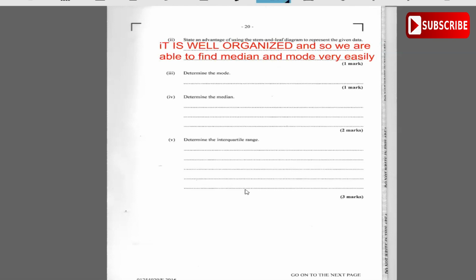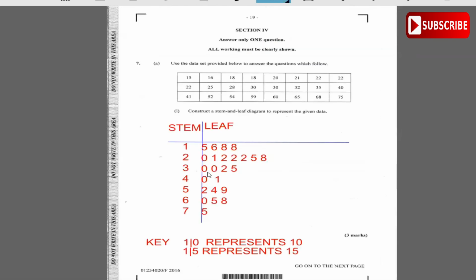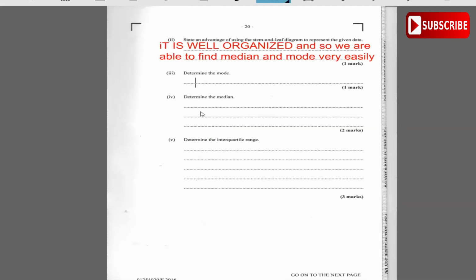So it says determine the mode. We'll look at it and see which one occurred the most. You see 2, 2, 2, so you see a lot of 22, right? So 22 is the mode. So the mode is 22.